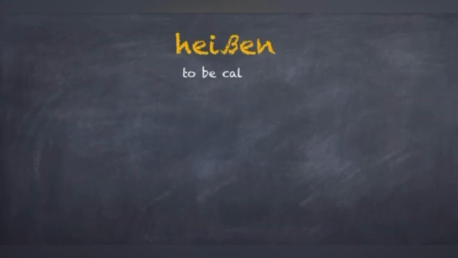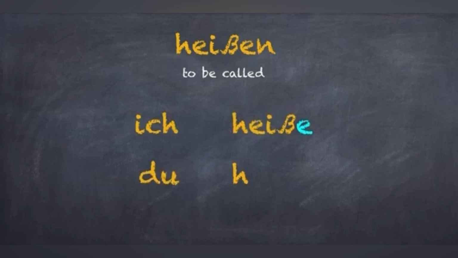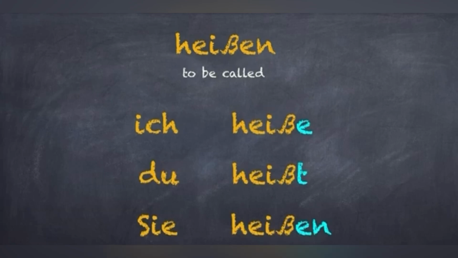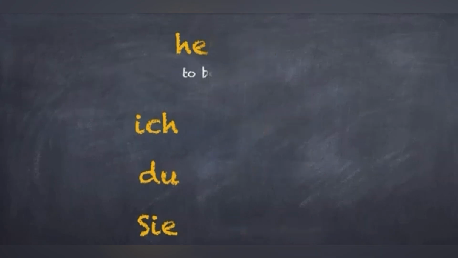Let's come to the next verb. Heißen. The infinitive form of the verb is heißen. When we conjugate, we have ich heiße, du heißt, Sie heißen. You must have noticed that in the conjugation for du, s is missing. This is because heißen already has an s sound. Therefore, when you conjugate it, you just add t and not an st.